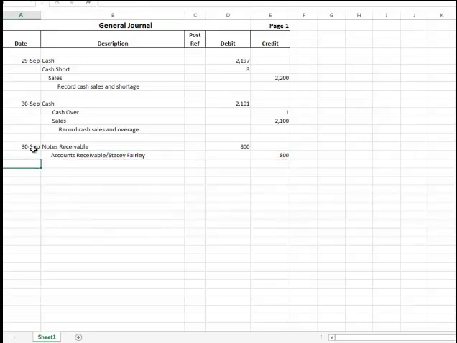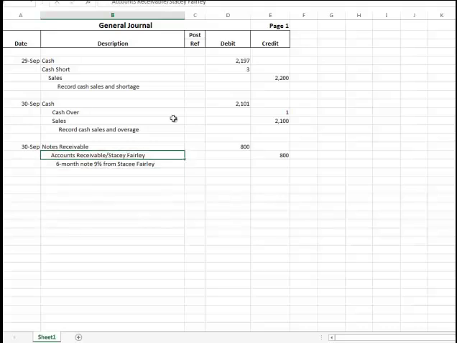Now this takes her $800 amount out of our accounts receivable list and puts it into another account called notes receivable. And we're just going to say, for a little description, 6-month note, 9% from Stacy. Oh, I guess I'm spelling her name wrong. Fairley. Okay.